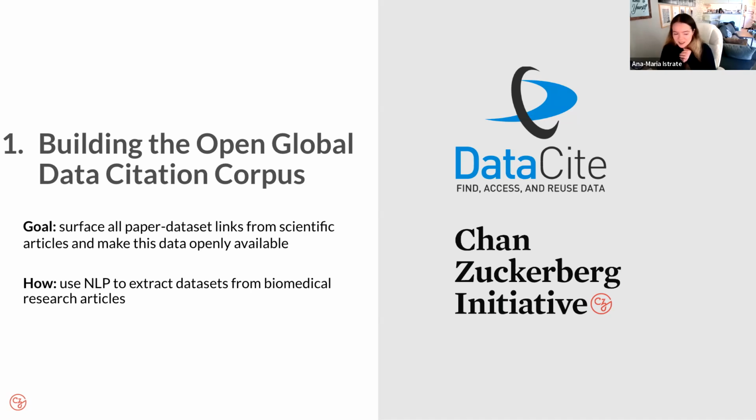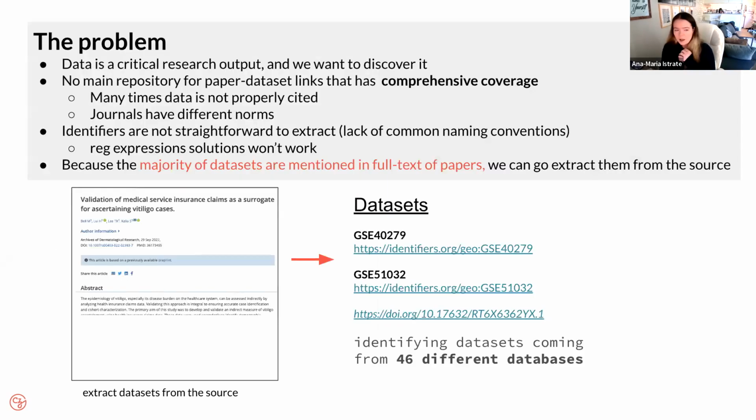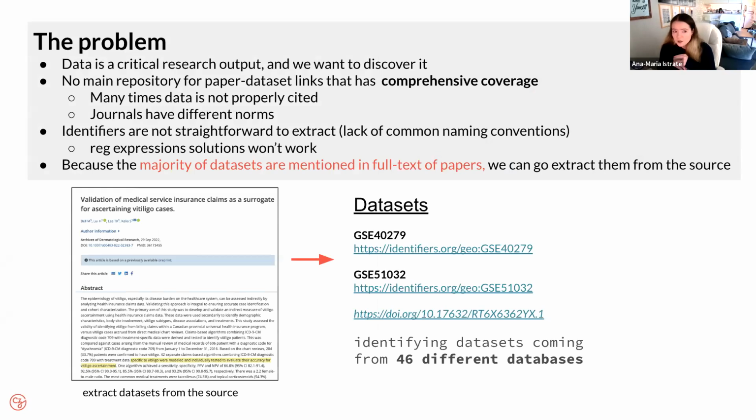What does that mean? In this project, we are looking to surface all paper data set links from scientific articles, and we want to make this data openly available to researchers. This is a project in partnership with some of our collaborators at DataCite. I mentioned we're interested in these research outputs, and data is a critical research output, and the biomedical field is becoming increasingly data-driven. So people are really interested in taking a look at what data is being used, how it is being used, what are the impactful data sets. So we want to be able to discover it and surface it.